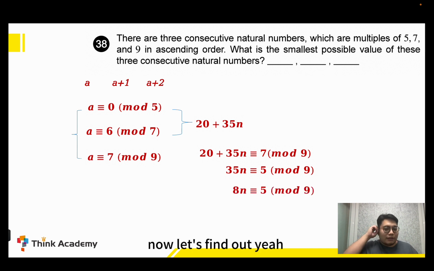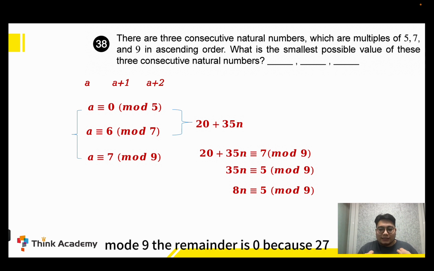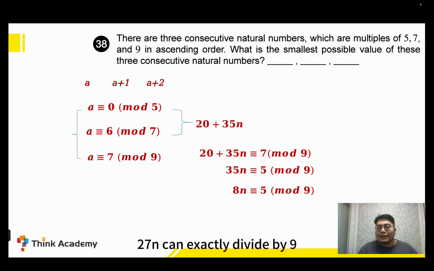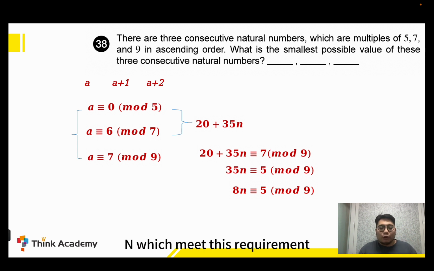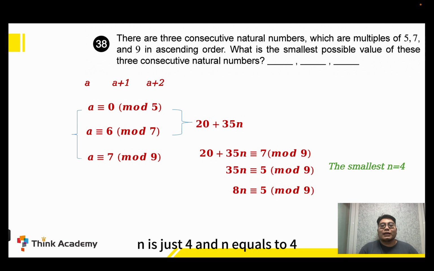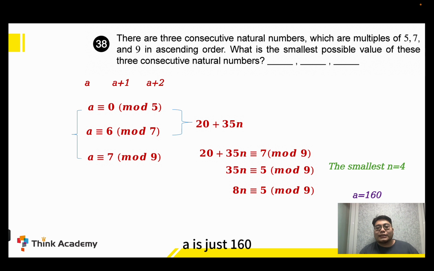Because 27n mod 9 has remainder 0, as 27n is exactly divisible by 9, we only need to consider 8n mod 9 equals 5. We need to find the smallest n which meets this requirement. You can find that n is 4. Put n equals 4 into the formula 20 plus 35n, and you find the correct answer. a is 160, so the three numbers are 160, 161, and 162.